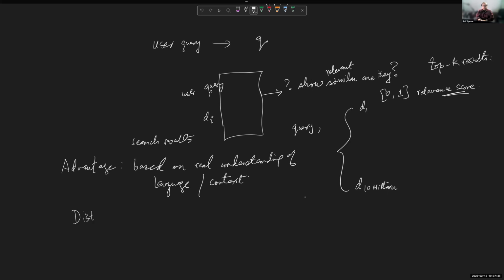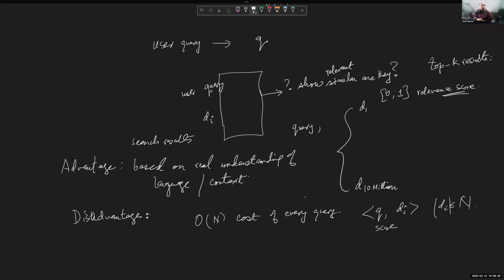Disadvantage, though, there were two fatal disadvantages. What were the disadvantages of this machine? Oh, there were practical disadvantages. One was the order n problem. Suppose you have n documents, the cost of every query, right? Because for every query, you need to find the score. And Di belongs to a set D of documents, right? The cardinality of this is n. The number of documents is n.